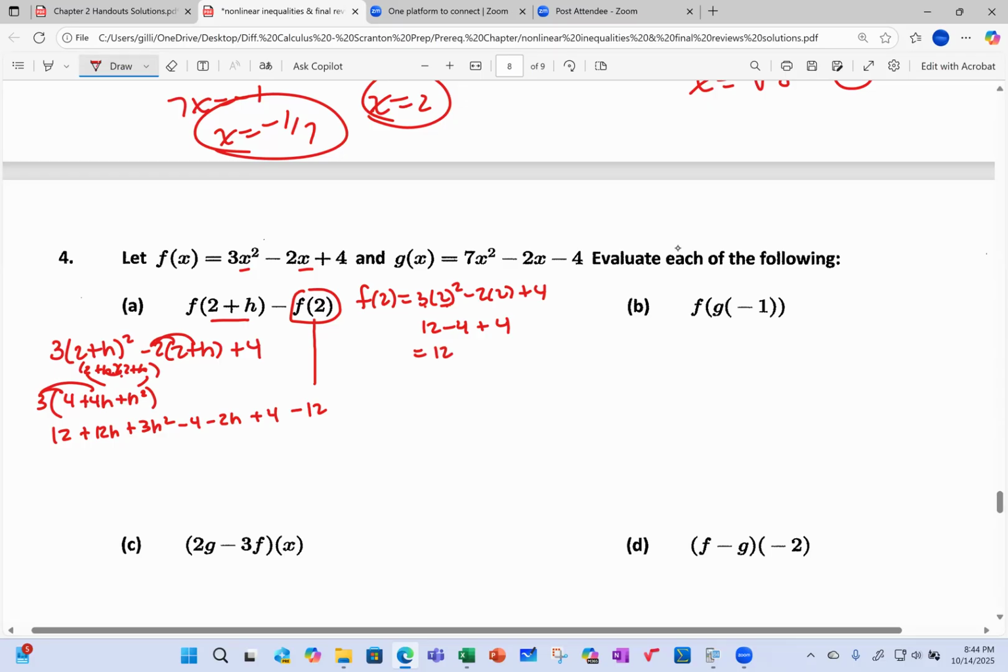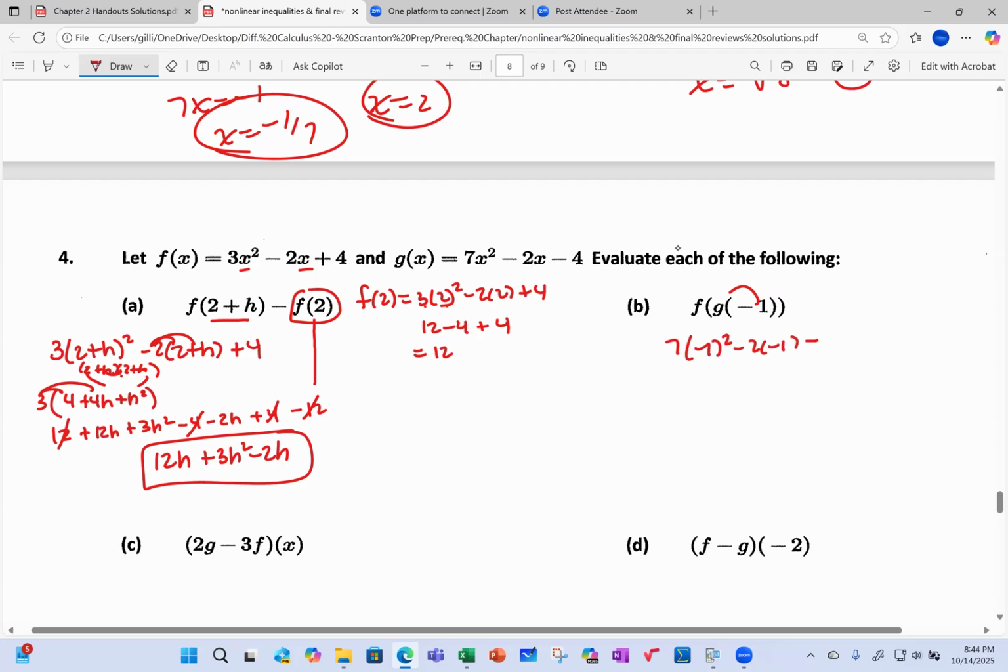The 12s add to 0 now. The 4s add to 0. And what's left is 12h plus 3h squared minus 2h. Here, I think we're pretty good with this one. I'm just going to replace negative 1 into g.